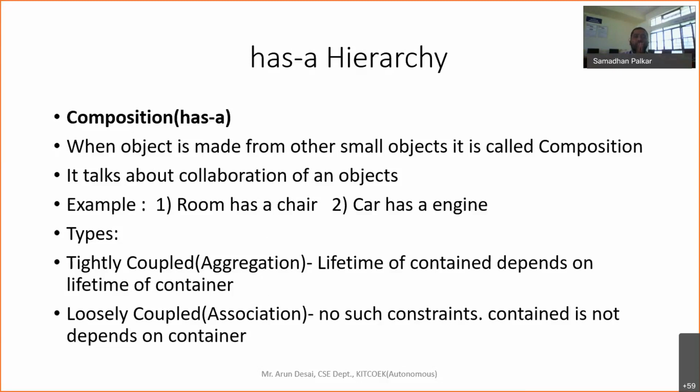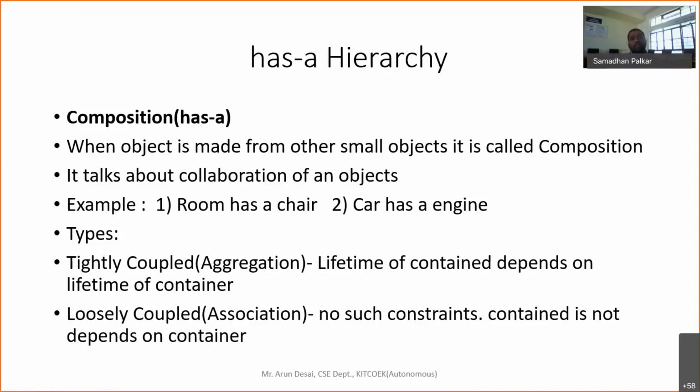So how does this composition, or the has-a hierarchy, work in C++? We'll see a real-life example: a room has a chair. Room has a wall, room has a table, room has a computer. Anything included in that room is a relation between the room and the other part. So room has a chair, or you can say car has an engine. There are different types of this composition: aggregation and association.